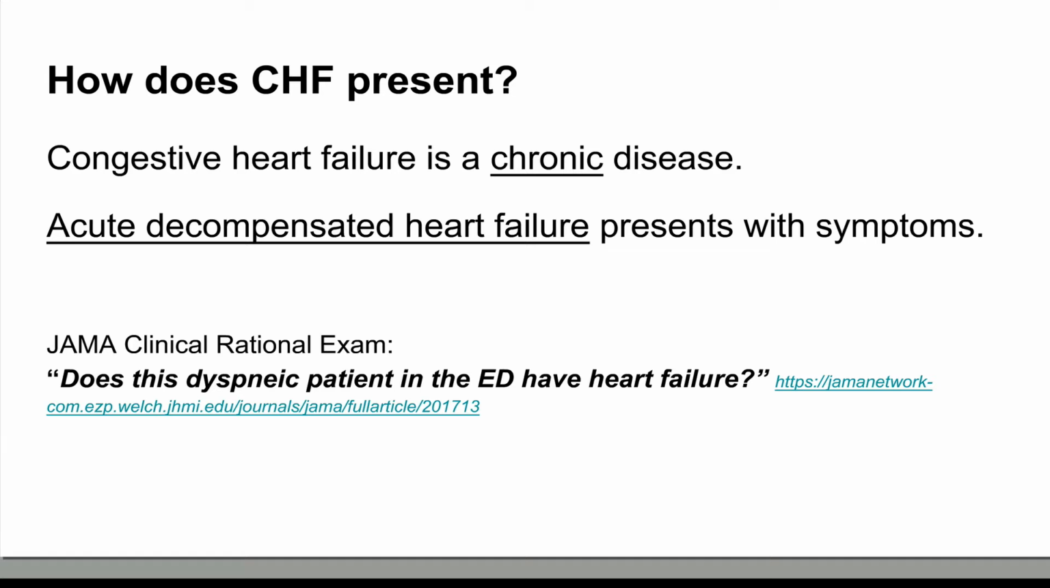There is a wonderful JAMA article that every sub-intern and intern should read called "Does This Dyspneic Patient in the ED Have Heart Failure?" where it looks at what was called a rational clinical exam, looking at likelihood ratios that we'll talk about in a little bit, of determining if a patient truly does have the diagnosis of heart failure.